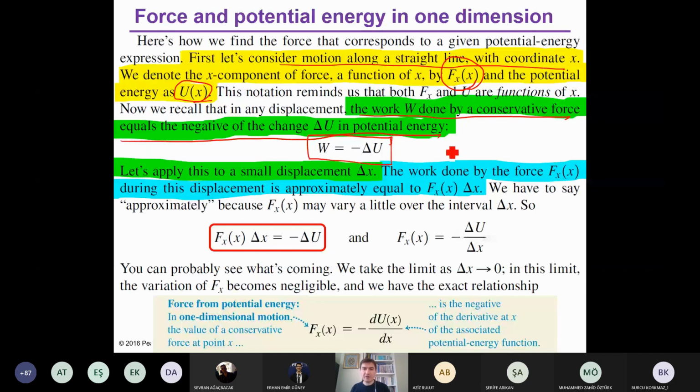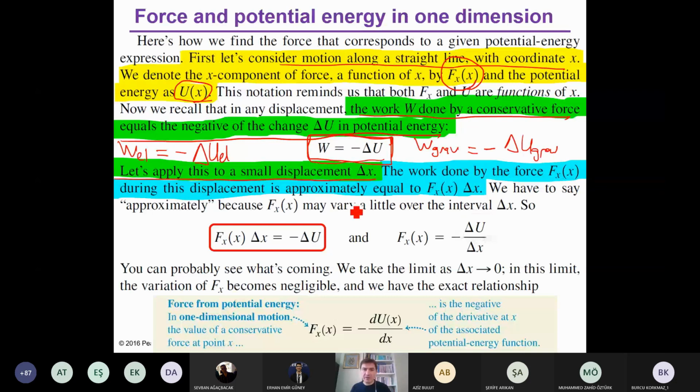Remember the work done by gravitational force is given by the change in the gravitational potential energy, right? And in addition to that, work done by elastic force is given by the negative of the change in the elastic potential energy, okay? So the work done by a conservative force equals the negative of the change in the potential energy. So let's apply this one to a very small displacement delta x.